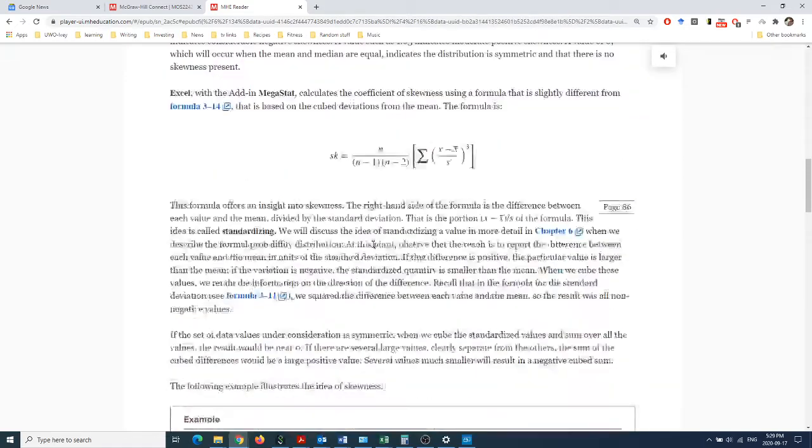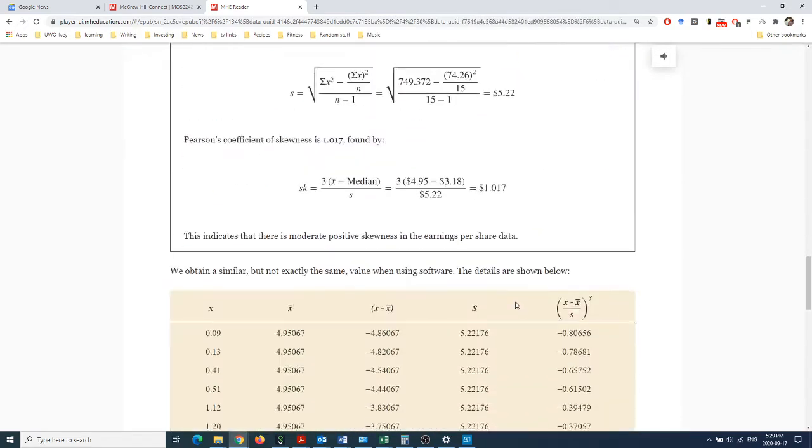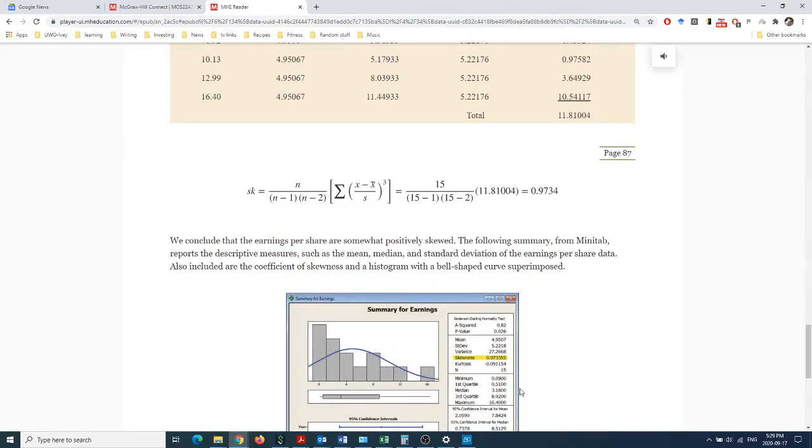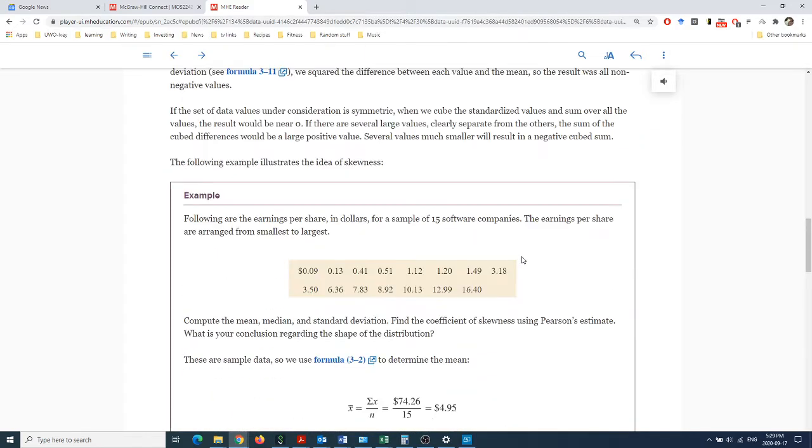If you have values of skewness like 3 or 5, that means it's a lot more skewed. So depending on how far away it is from 0, the greater it is, the greater the skewness. If it's positive, it's positively skewed. If it's negative, it's negatively skewed. Okay, so that's the idea of skewness.